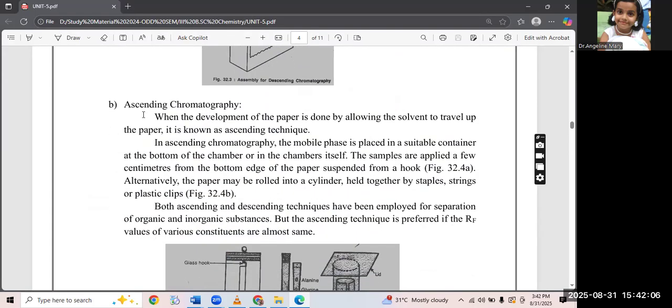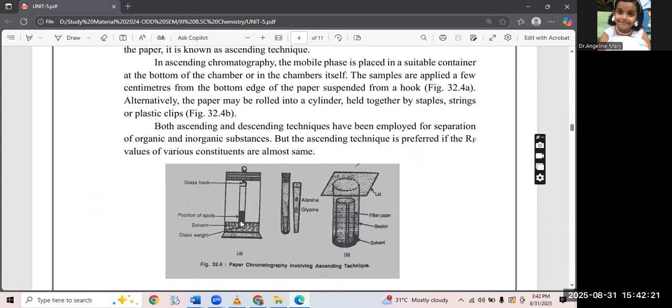The second technique is ascending chromatography. When the development of the paper is done by allowing the solvent to travel up the paper, it is known as the ascending technique. So ascending means small to big. Then the sample should be applied from bottom to up. The samples are applied a few centimeters from the bottom edge of the paper.